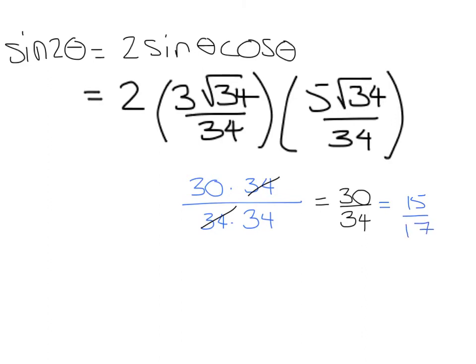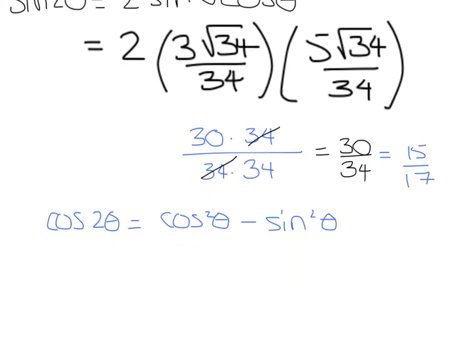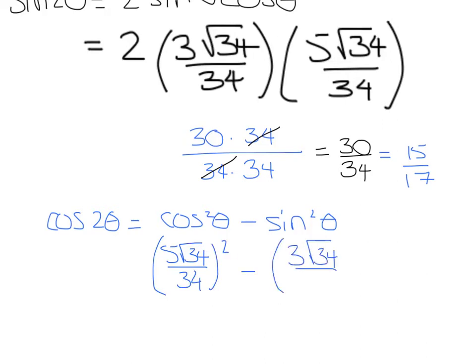All right, now I'm going to do the same thing for cosine. And for cosine, I have some options. Remember, we have those 3 formulas, but I'm going to just choose this one. And I'm going to do a direct substitution here. Cosine we said was 5 root 34 over 34. We're squaring this, minus sine, which we said was 3 root 34 over 34, and squaring that.